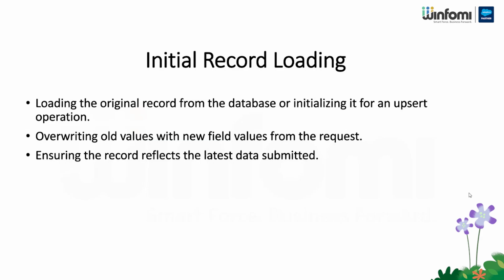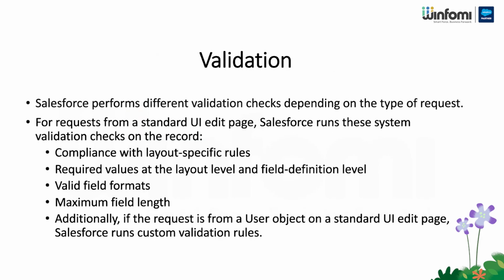The next step is validation. While inserting a record, it first runs the system validation. System validation means validation of the record fields and any lookup filters, those kinds of validation. If we are creating the record from the standard UI, it will also run the custom validation rules, such as maximum field length and these validations.